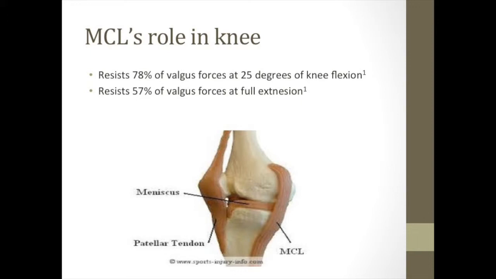Okay, so the MCL's role in the knee, obviously, is to resist valgus forces. At 25 degrees of knee flexion, the MCL resists about 78% of valgus forces, and then at full extension, it resists about 57% of valgus forces, which is still a pretty large chunk. So it's pretty clear that it's a main stabilizer against valgus forces.